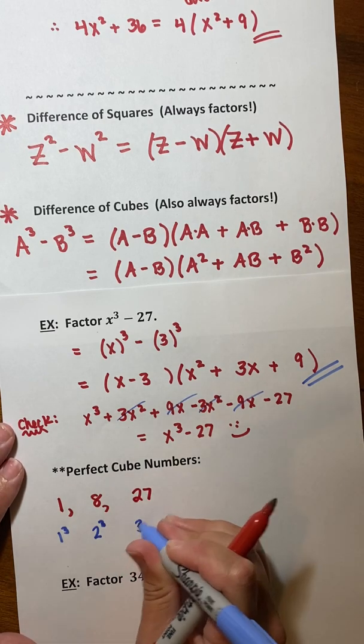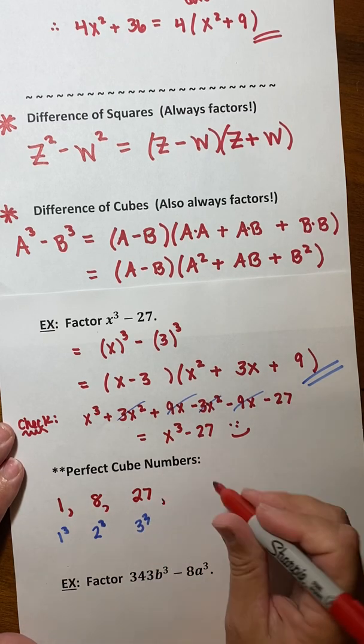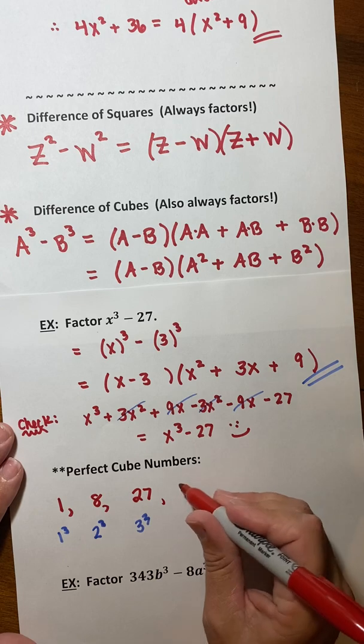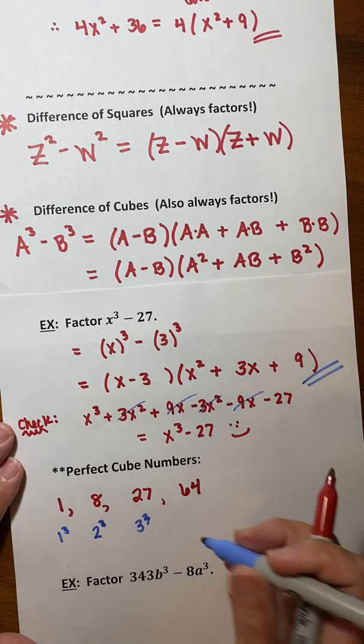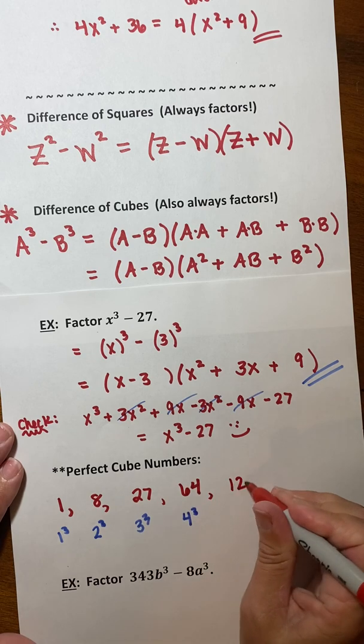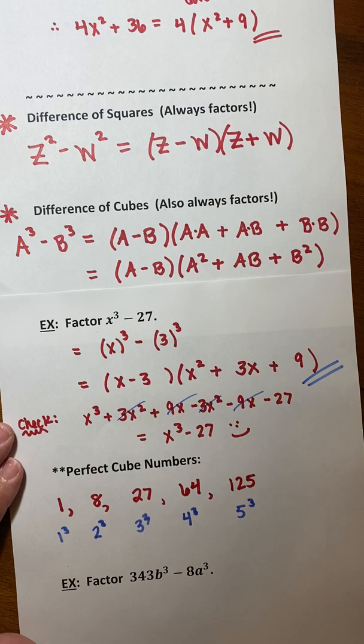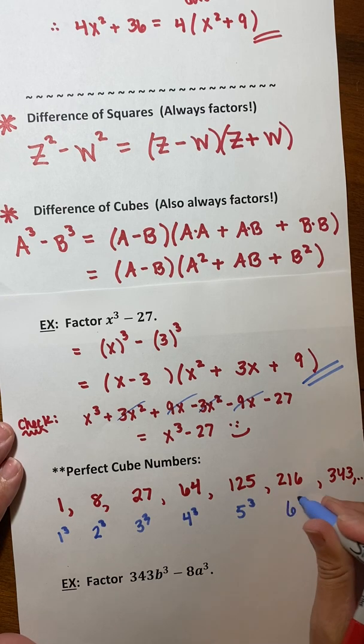Now these numbers get bigger much quicker. 3 cubed is 27. 4 cubed, we're already at 64. So 64 is 4 cubed. 5 cubed, we're at 125. 6 cubed, we're at 216. 7 cubed, we're at 343. I can keep going, but I'm just going to put those for now, but it goes on indefinitely.